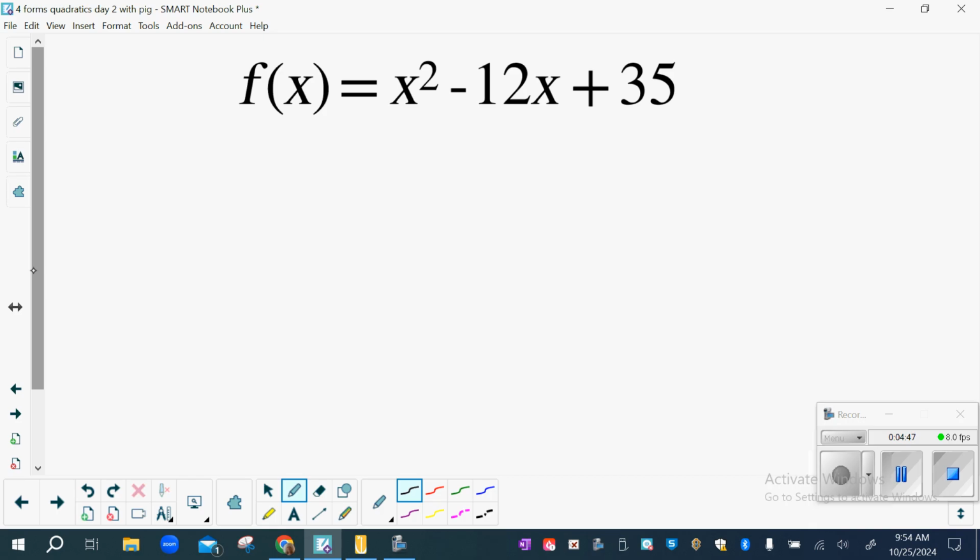I love that kids don't realize these are all the same equations. Right? They all look a little different, but they all literally are the same thing.